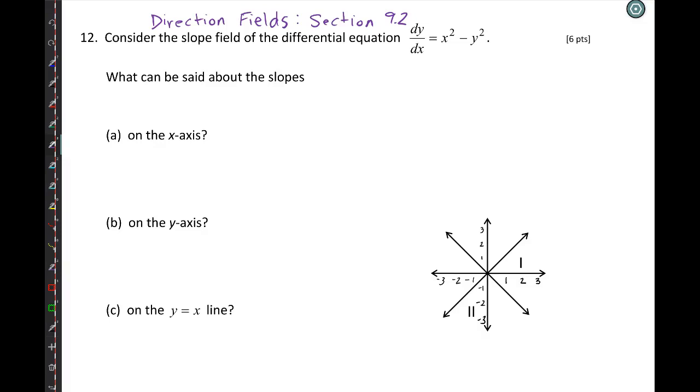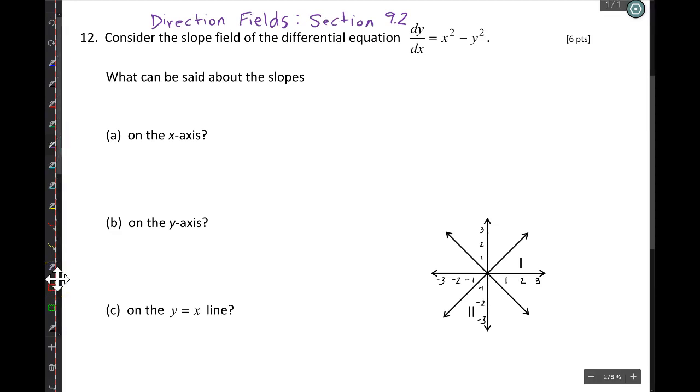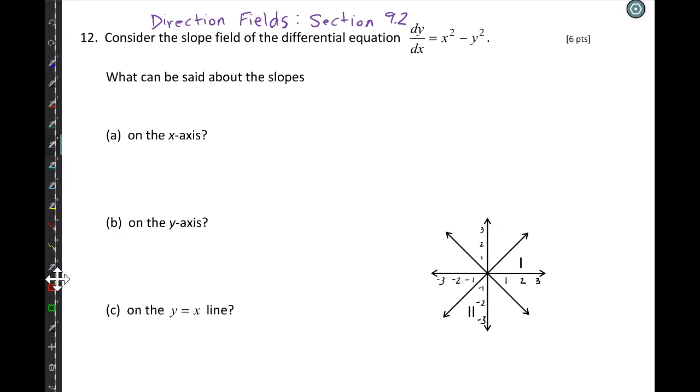Hello, in section 9.2, we are covering direction fields, which are also known as slope fields. They help us visualize the shape of the curves that solve a differential equation. It is easier to create these graphs by focusing on specific areas of the Cartesian plane, for example, the axes.